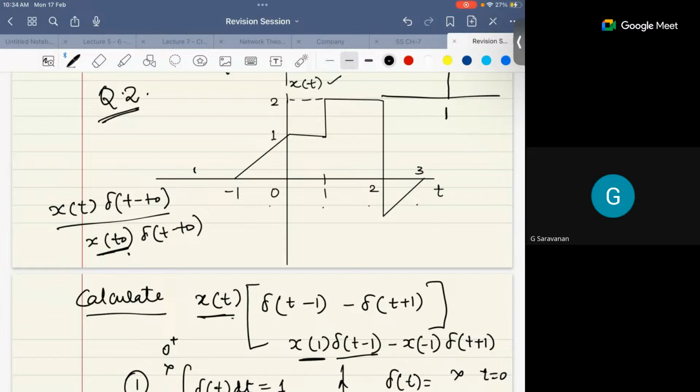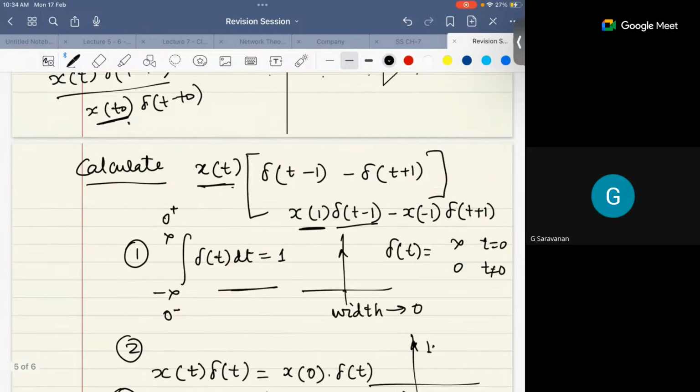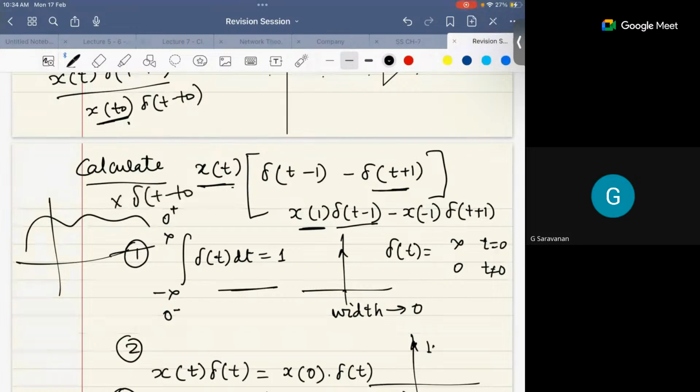Sir, in this minus x of minus 1, how does the minus 1 come? Because the delta is defined at t plus 1, so at t equals minus 1, right? Oh, okay, the inside parameter. Yes. The function x can be anything, but if you are multiplying with delta of t minus t naught, only the t naught value will come out, right?